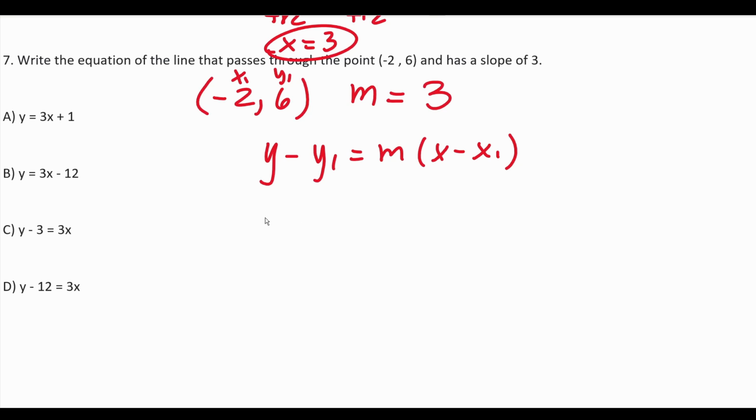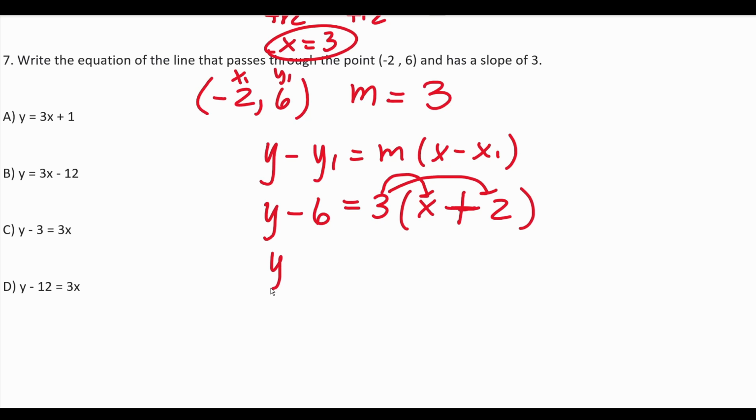So let's start plugging things in. We have y minus y1, which is 6, equals m. M is 3. X, we're just going to copy down. X1 is -2, so this is minus -2. Let me point out that when you have minus minus like this, it just becomes positive, okay? Now, the very first thing I'm going to do is take this 3, distribute it to this x and 2. So this becomes y minus 6 equals 3 times x, which is 3x. Then we have 3 times 2, which is 6. So this is plus 6.